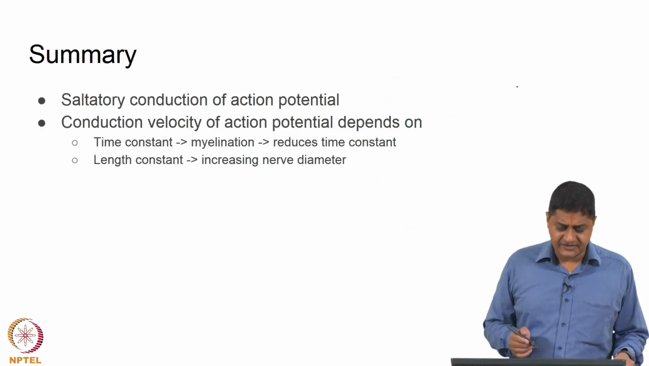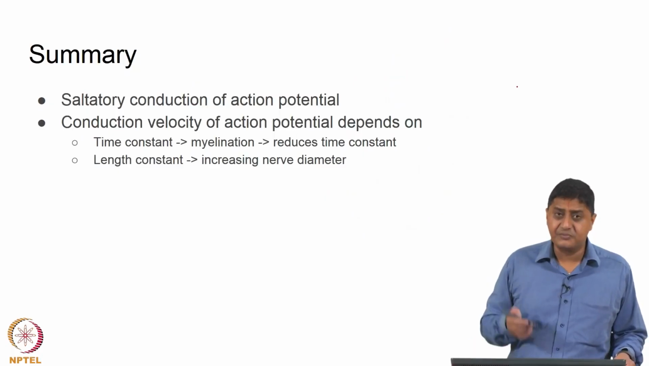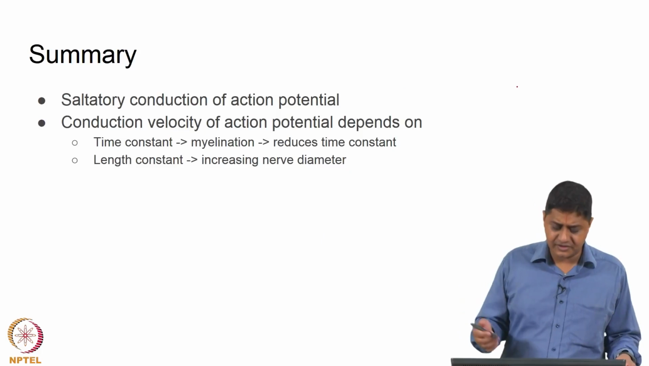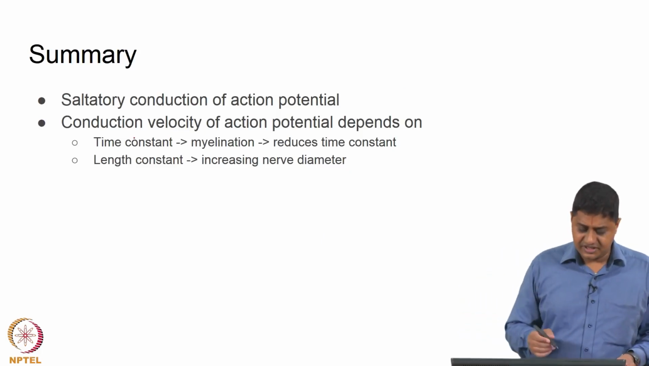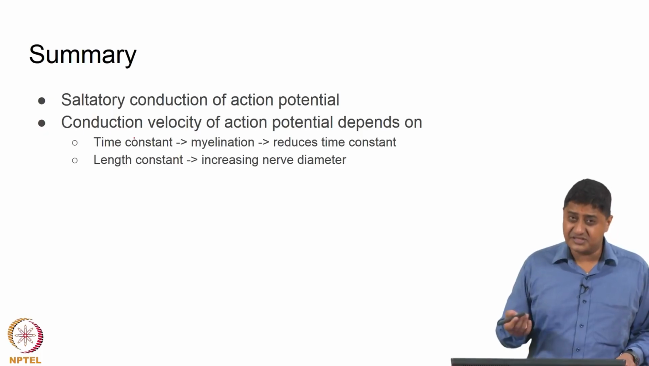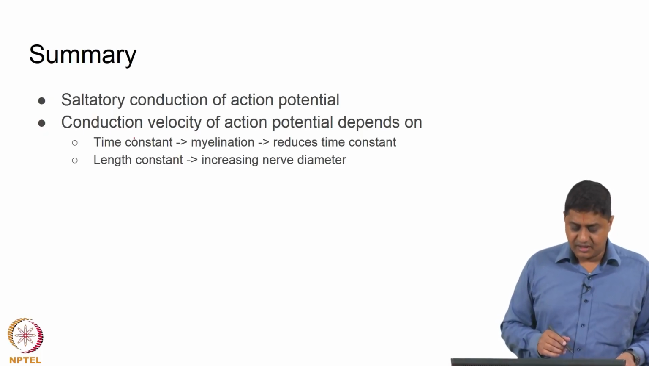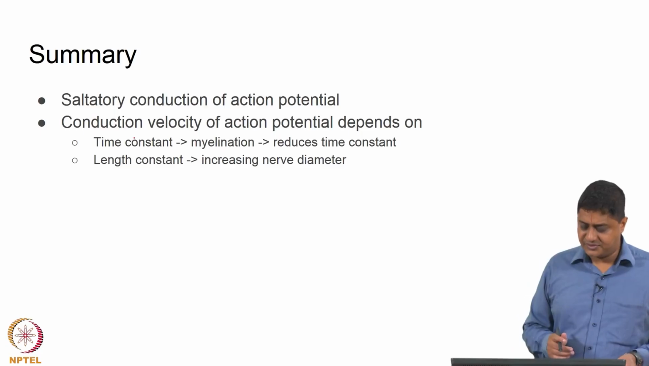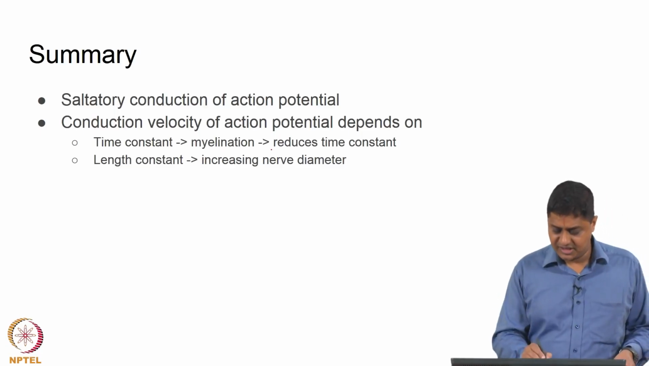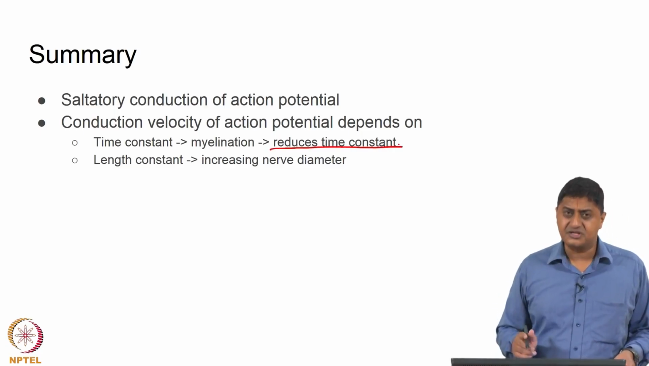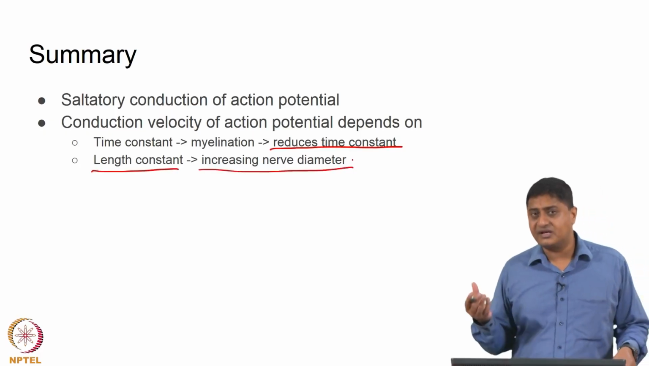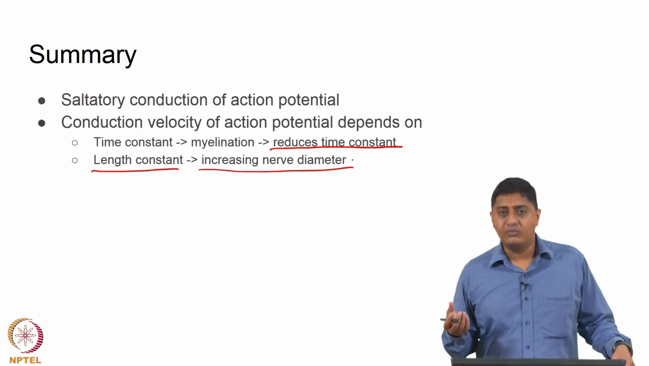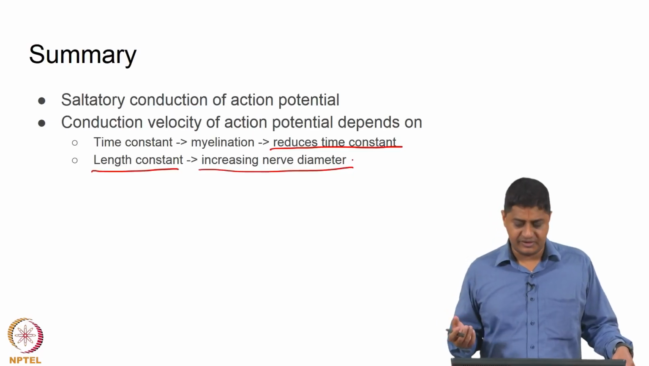So, in summary, what we have seen is action potential is conducted through saltatory conduction in myelinated axons, and the conduction velocity basically depends on time constant and length constant. The time constant can be reduced by myelination, and the length constant is increased by increasing nerve diameter, but there are limitations as to how much you can increase the nerve diameter.